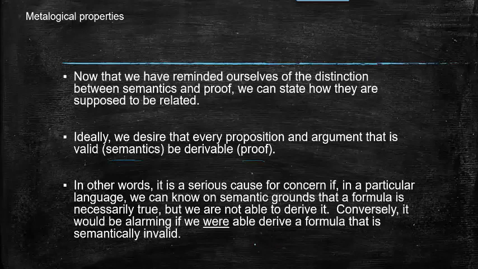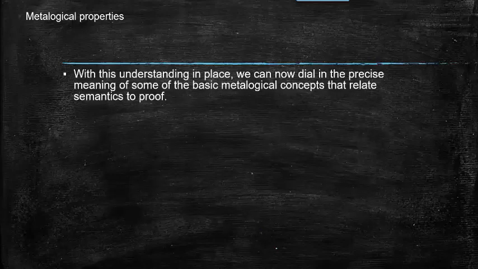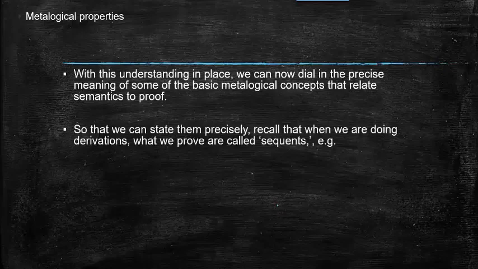Conversely, it would be alarming if we were able to derive a formula that is semantically invalid. With this understanding in place, we can now dial in the precise meaning of some of the basic metalogical concepts that relate semantics to proof and vice versa. So that we can state them precisely, recall that when we are doing derivations, what we prove are called sequents.